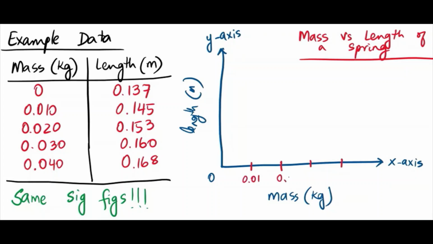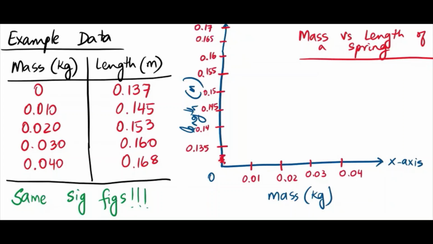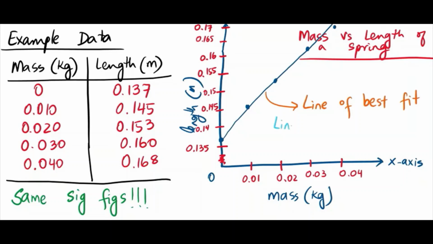I'm going to label the axes at an equal distance, and that's how I properly label the axes. I had to break the y-axis because I didn't start from 0, but I'm going to start from 0.135. So let's go ahead and label our points, starting from the mass and then figuring out where the length will be. Notice there's a trend. Draw a freehand line, and this is called the line of best fit. It's also showing you a linear relationship.